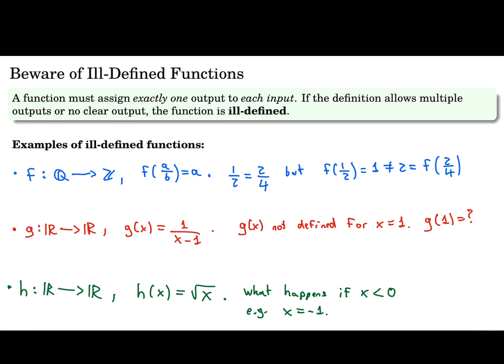So what is the lesson here? The lesson is that formulas are not enough by themselves. To define a function, the rule, the formula that you're using, must be what's called well-defined. What that means is that every input in the domain must produce exactly one output in the codomain.